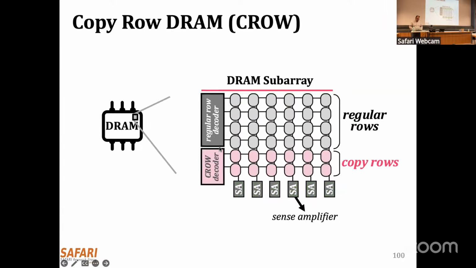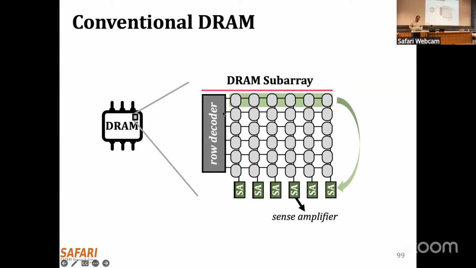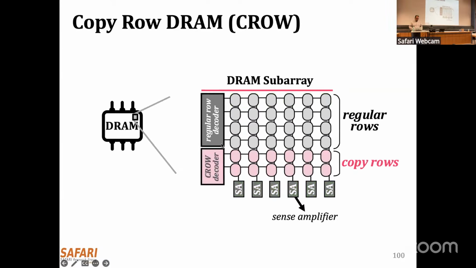Here we have a row decoder that's used for all rows in that subarray. But in the CROW baseline, you can have a regular decoder for these regular rows, and then a CROW decoder, which you can use for the copy rows. So you have a separate decoder only to access these rows. And since you have a separate decoder, your latency is also lower, because you don't need to go through the complex decoder circuitry that you have here.